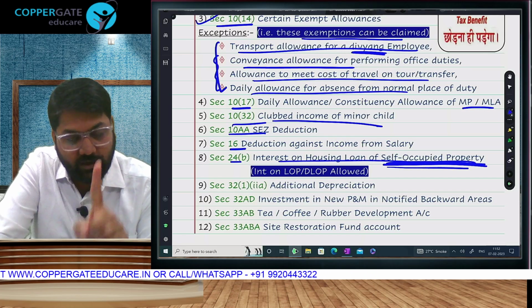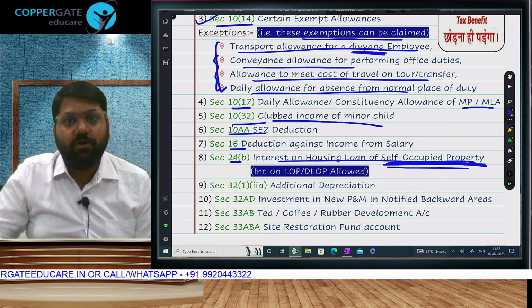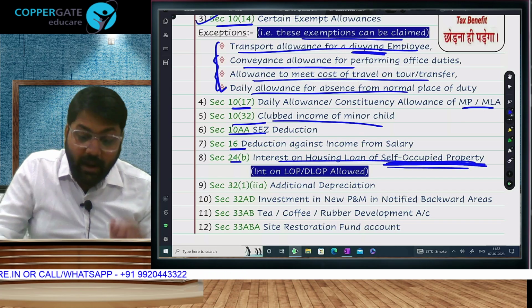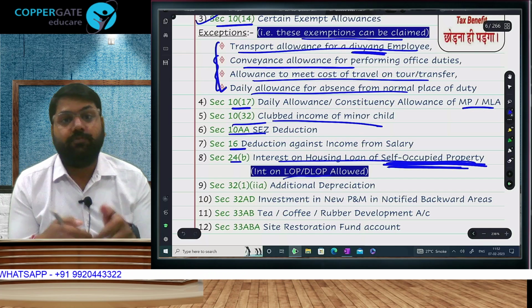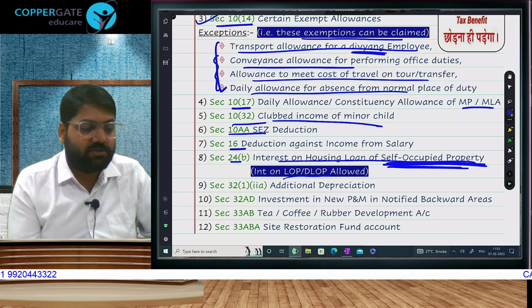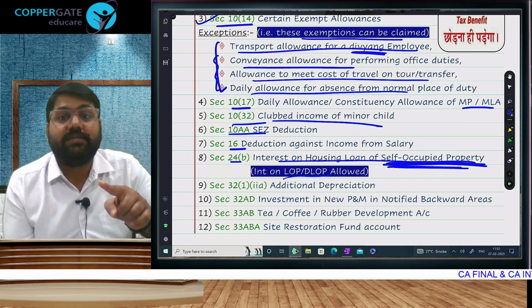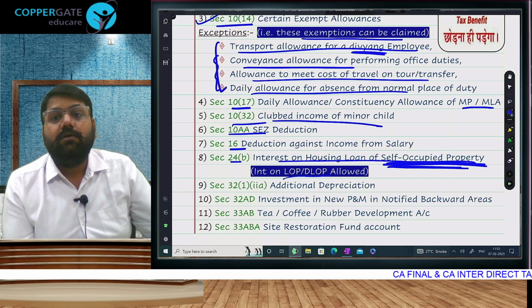Where do you have to forego? In the new regime. Old mein it will be allowed. Correct? And it is clarified that it is going to be SOP. And I have said therefore SOP bola hai, matlab LOP, DLOP mein allowed. But November 22 RTP mein there was a question where the assessee was in the new regime and ICAI in the suggested answer said that interest ka deduction also not allowed.